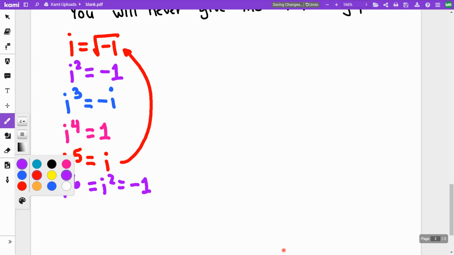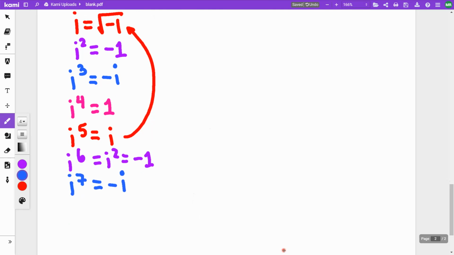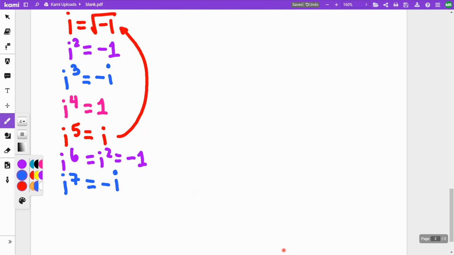And if I did i to the seventh, where I times the i to the sixth by an i, and the other side by an i, you see I get a -i, which is what i cubed is. And if I did i to the eighth, times the i to the seventh by i, and i times -i, I get i squared, which is a +1.